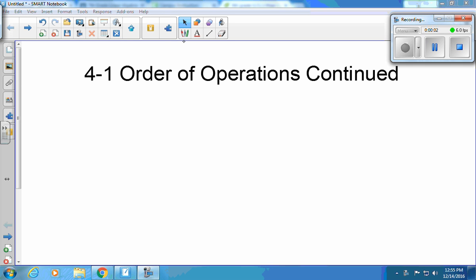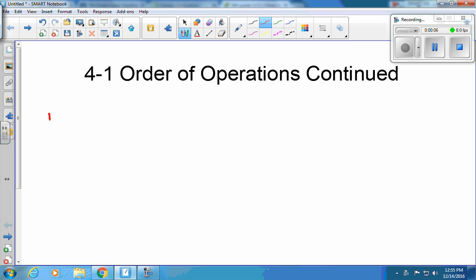Yesterday, we started on 4-1, order of operations. And we talked about the phrase, please excuse my dear Aunt Sally, or PEMDAS. Either way, it has the same value, it means the same thing. So I want you to look at the P. Can someone remind me by a raise of hand, what does that P mean, Augie? Parentheses, very good. We always do parentheses first.